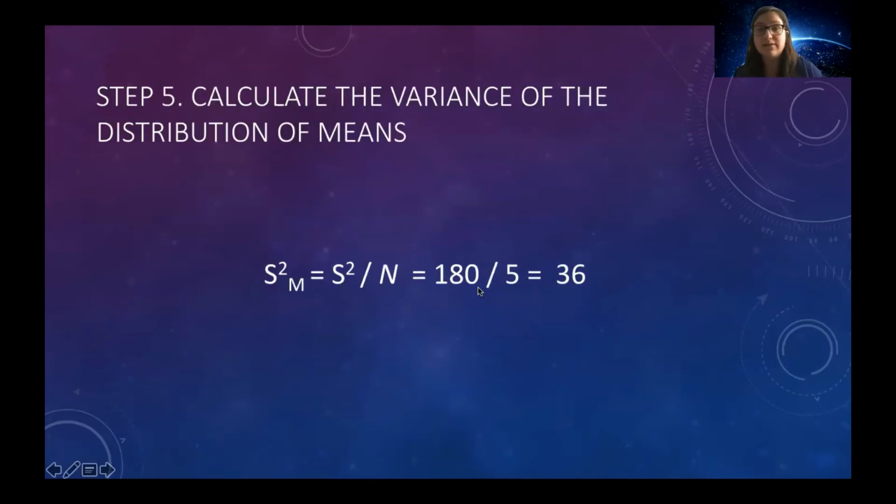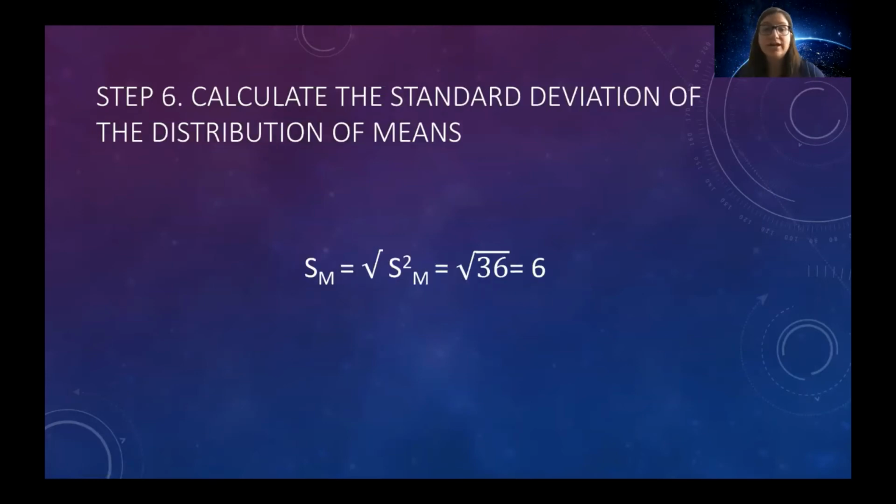Then you're going to calculate the variance of the distribution of means. What you do in order to do that is you take the score that you just got, 180, divided by 5, divided by n, our entire sample. So 180 divided by 5 is 36. Then you're going to calculate the standard deviation of the distribution of means, and whenever you're going from a variance to a standard deviation, you simply take the square root. So the variance of our distribution of means was 36. You take the square root of that, and you get 6.